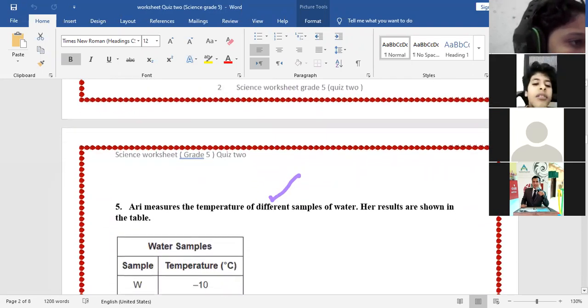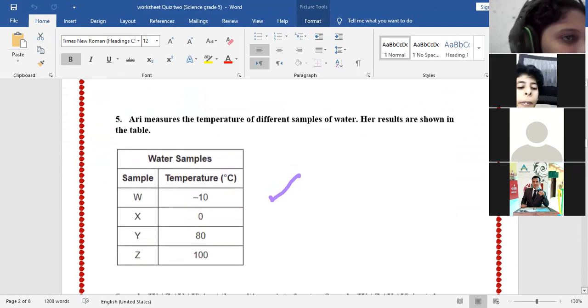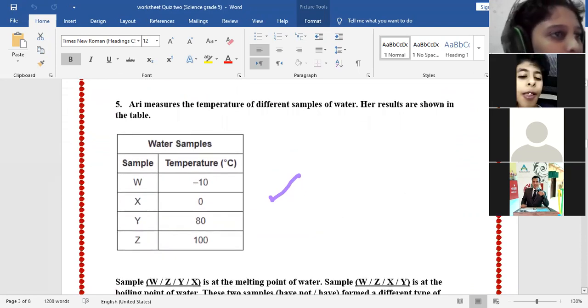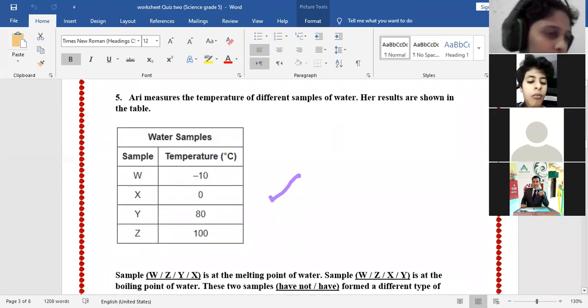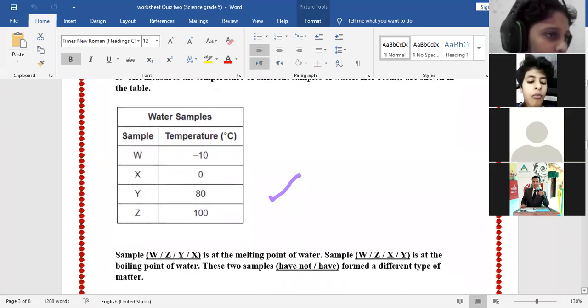Number 5. Ari measured the temperature of different samples of water. Here are results shown on the table. Sample temperature in Celsius: W is minus 10, X is 0, Y is 90, Z is 100. Sample Y Z is the melting point of water.